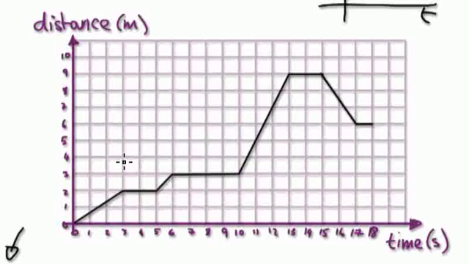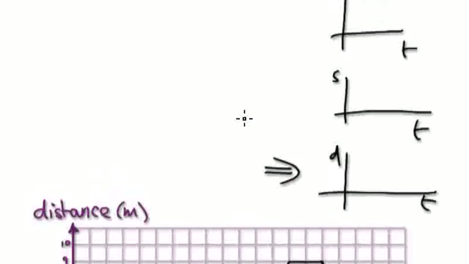Okay, so the object is stationary between t equals 3 and t equals 5, and here the object is stationary when t equals 10. So what that means is when an object is stationary, its speed is zero. You're given this distance time graph.